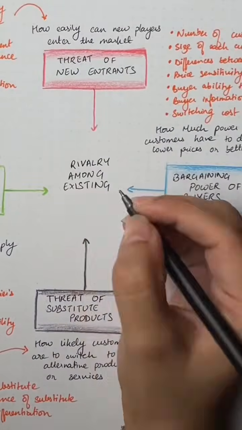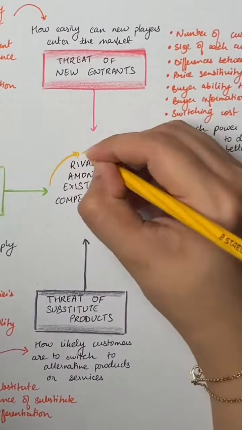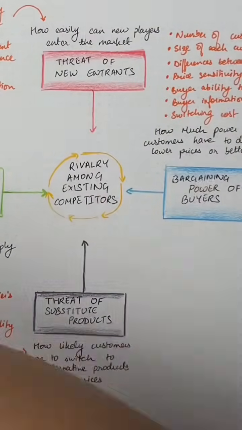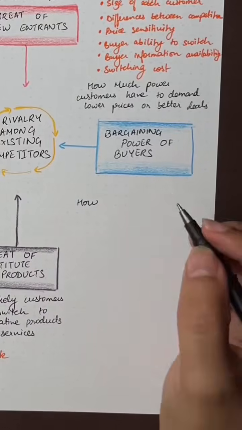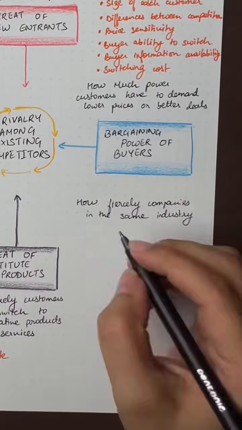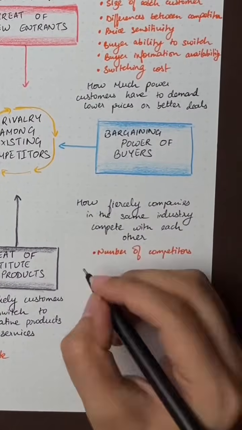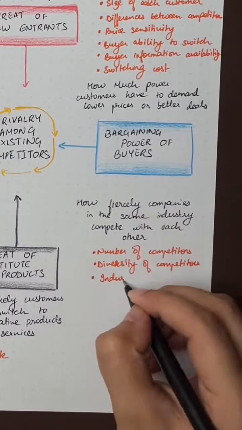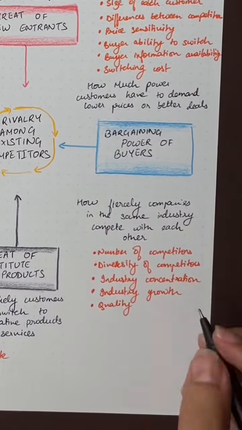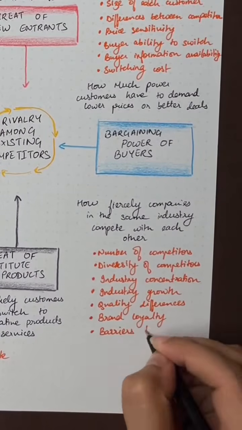The last force here is the rivalry amongst existing competitors. Now this is very common. Basically this means how fiercely companies in the same industry compete over each other. This is determined by the number of competitors, diversity of competitors, in the industry concentration, industry growth, quality differences, brand loyalty, barriers to exit, and switching costs.